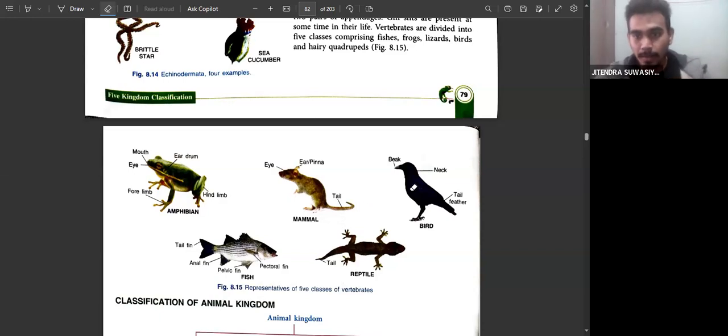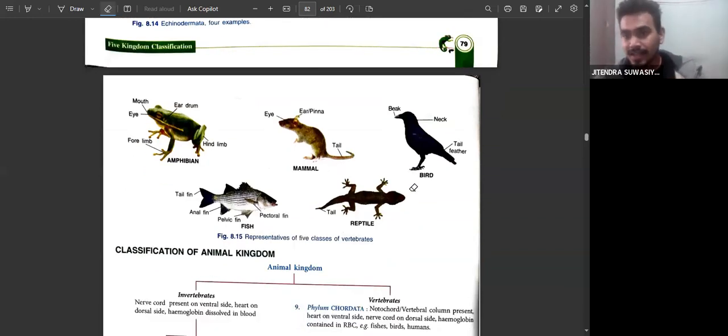Like, we can say that a bat is a mammal. Why? Because the bat feeds its offspring from the breast. It looks like a bird, but that mammal directly produces offspring, its young ones, not eggs like other animals, like we talk about the bird.